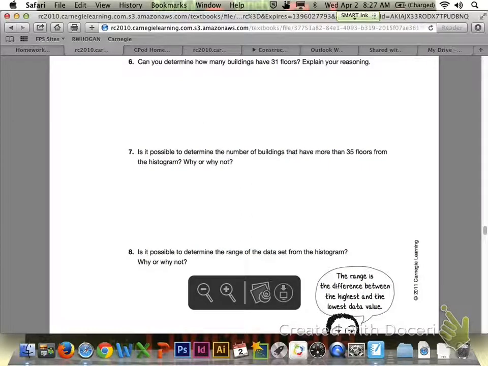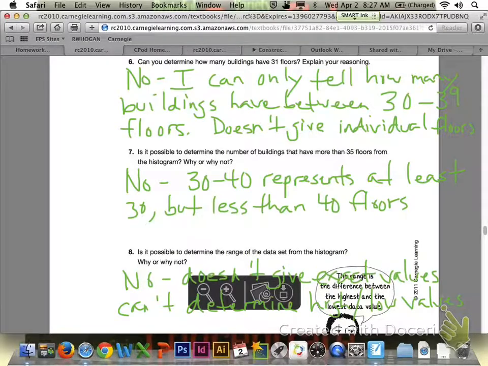Continuing on page 1040, go ahead and answer questions 6, 7, and 8 with your group members. Let's take a look at the answers for number 6, 7, and 8.